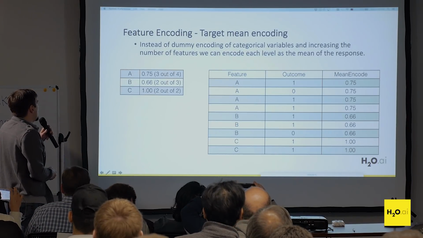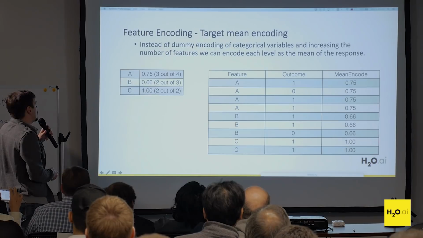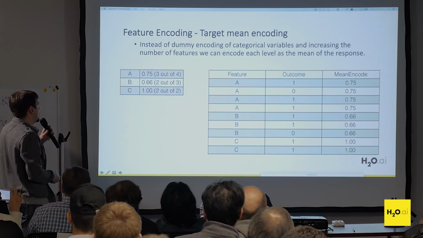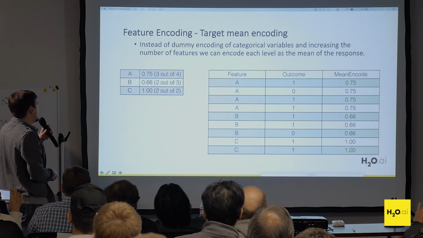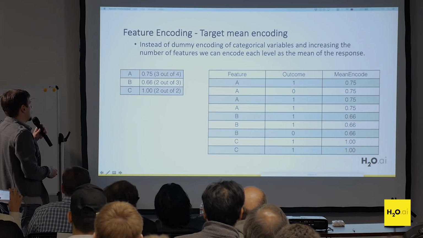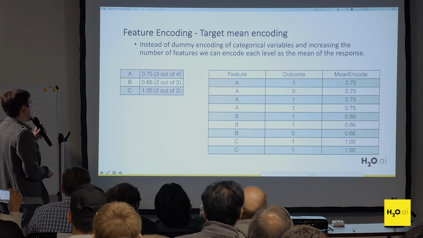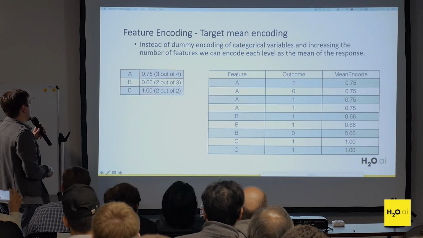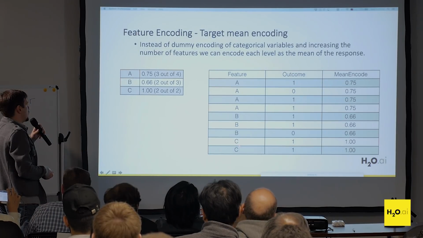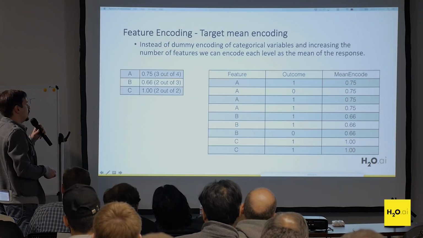Okay, the next approach is target mean encoding. Given the outcome you would like to predict and the feature you would like to encode, you just replace each category with the mean of the outcome. In case of A, we have 4 A's here, and it's 3 out of 4, so it will be 0.75. That is the probability of the outcome being 1 given feature A. In case of B, it will be 0.66. In case of C, because we always have ones, the probability of the outcome being 1 given category C will be always 1.